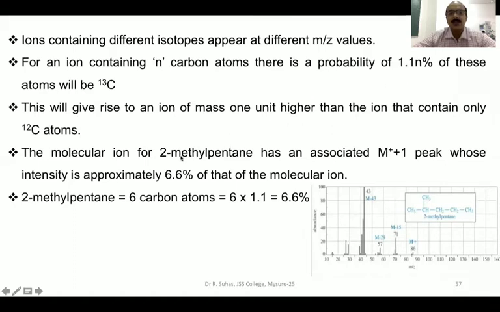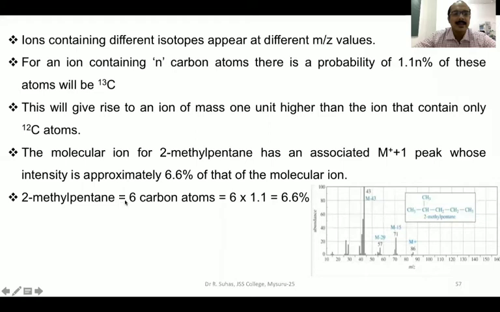For example, if you take 2-methyl pentane, there will be an associated M+1 peak whose intensity is approximately 6.6% of that of the molecular ion. You can see that this is the mass spectrum of 2-methyl pentane. Here 86 is the M+, and for M+ there are two peaks. One is M+, another one is M+1, and M+1 is roughly 6.6% of the intensity of the molecular ion. So how do we know that it is 6.6%?